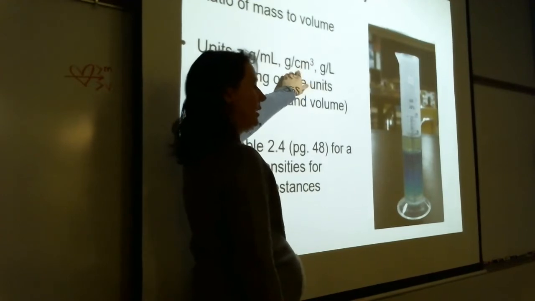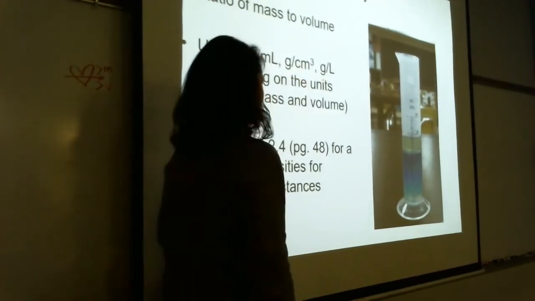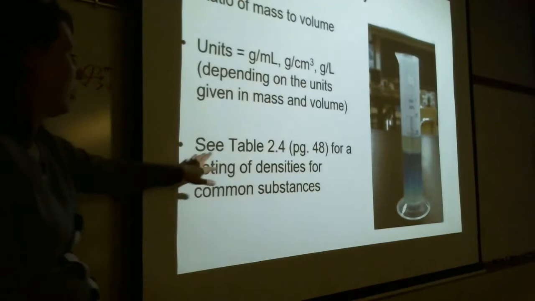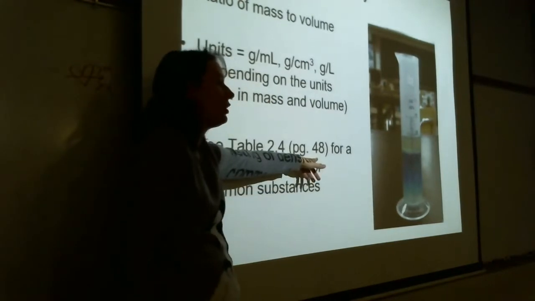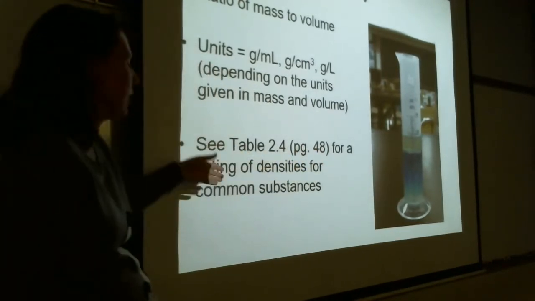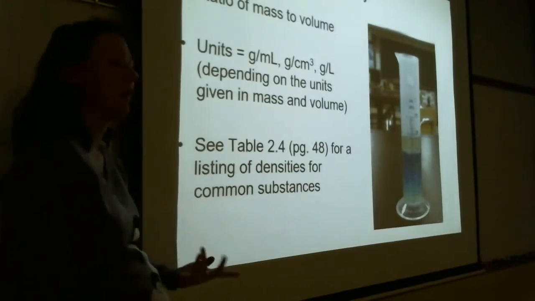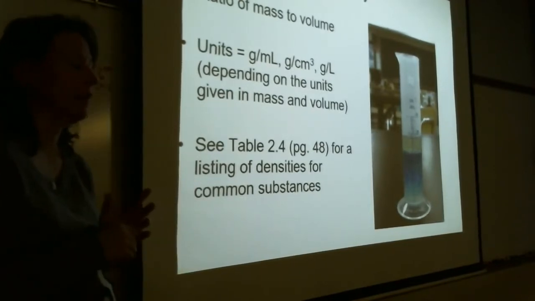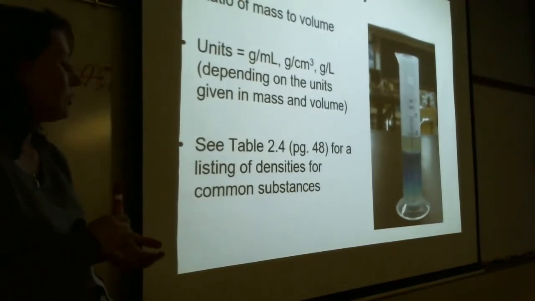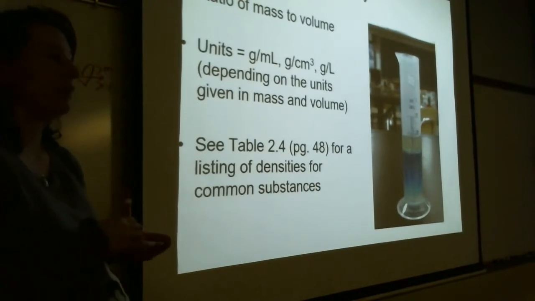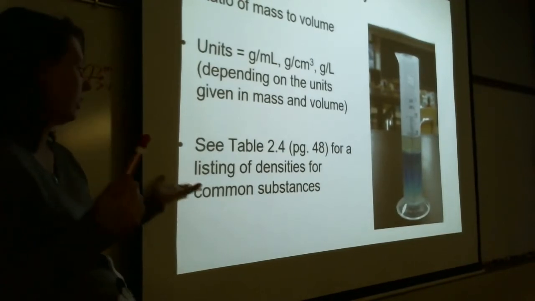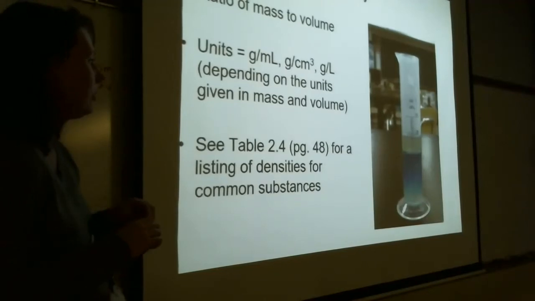Milliliters, right? CC, centimeters cubed, and milliliters, they're the same thing. That's not on page 48 in the current edition, I'm not sure what it is, but your textbook's got a list of densities, right? So that's one of the things you're going to do in lab this week. You're going to record some masses and some volumes, and then you're going to identify it based on its density, because each item will have a unique density.